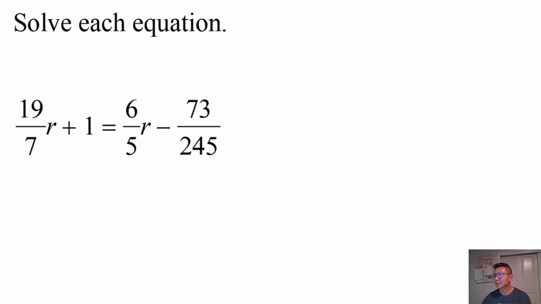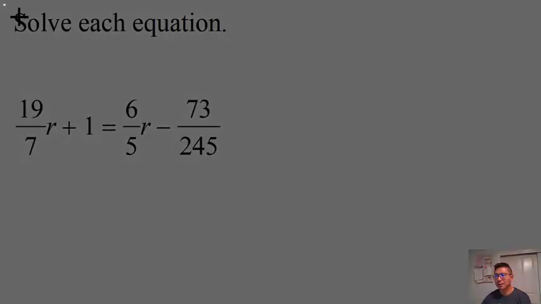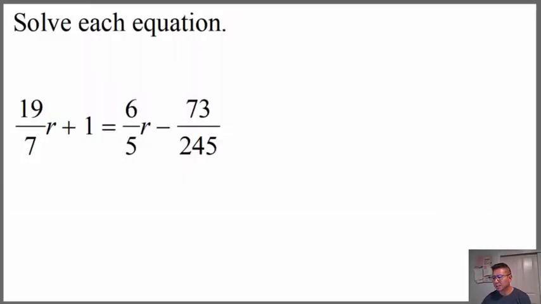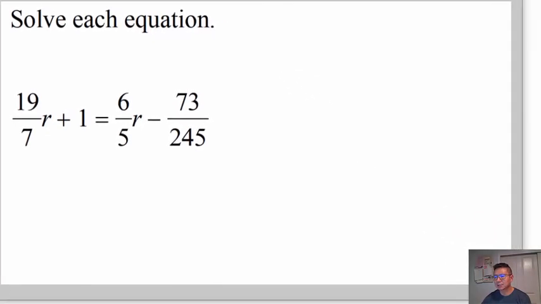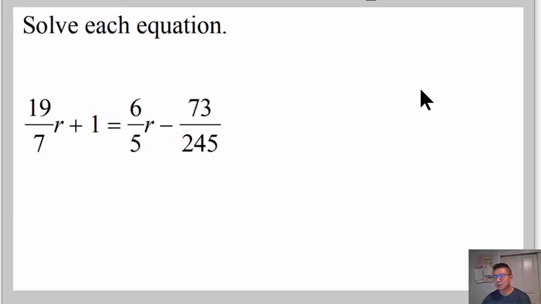All right, so here's another one with fractions, and I'm going to show you that we're going to have to clear the fraction. We're going to find the LCD, the least common multiple of 7, 5, and 27. I mean, not 27, but 245. So I'm going to break down 245 and see what I get.